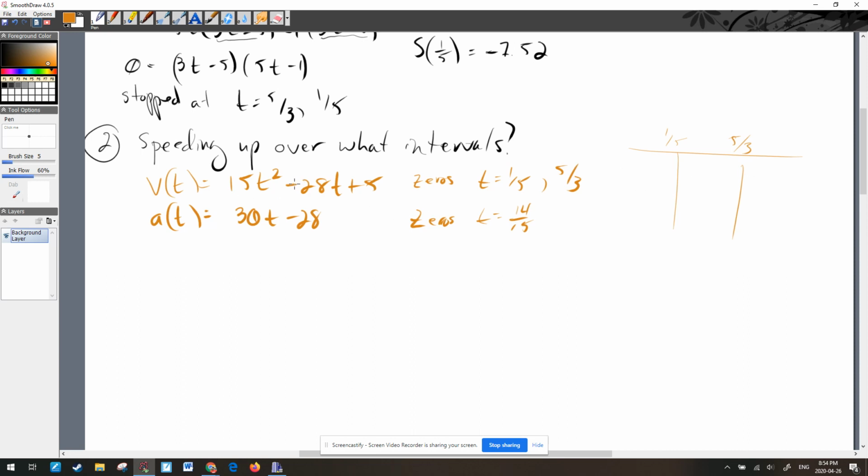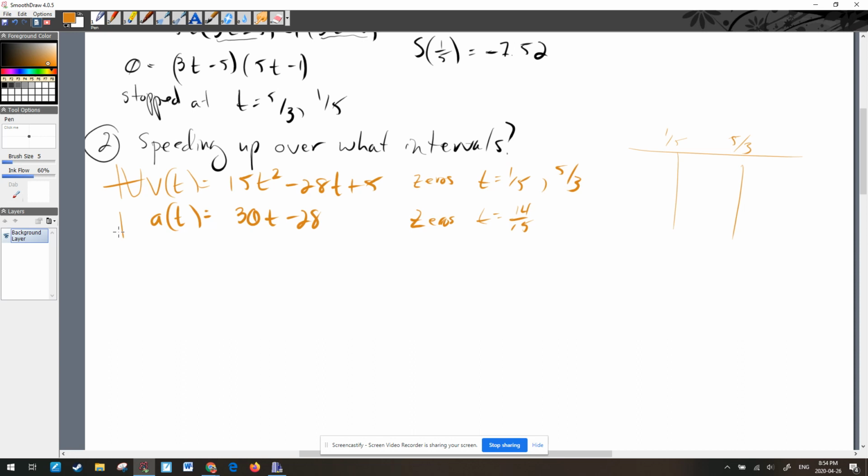Or you could say, heck, this is a quadratic, right? This is a quadratic that has a positive leading coefficient and it opens upwards. So this quadratic in the grand scheme has to look like this. It has to because it has a positive leading coefficient. That means that the first root is at 1/5, it's right there. The second root is at 5/3, it's here. That means that it is positive between 0 and 1/5, and it is positive after 5/3 and negative between those values.